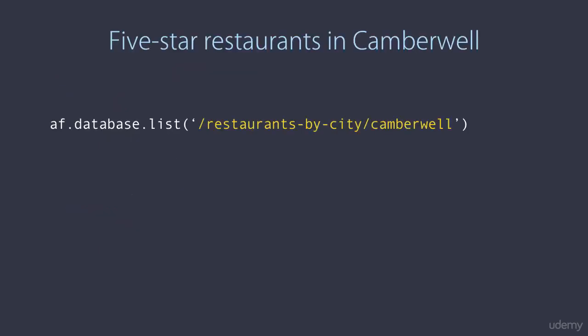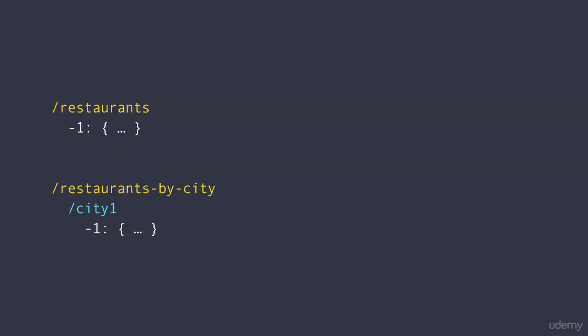So if you want to get all the 5-star restaurants in the city of Camberwell, we start our query from this location and then apply a filter to get only 5-star restaurants. Now, with this structure, every time we add, update, or remove a restaurant, we should do it in 2 places. And yes, it is possible to make sure that these modifications are atomic. So when we add a restaurant, it will be added in 2 different places. We're going to look at this later in this section.